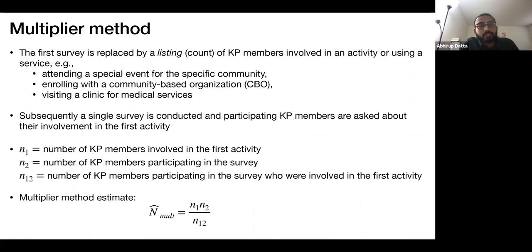So it's exactly similar to the Recapture for two sources. The only difference is there is no first survey. It's replaced by a listing or a count of the members from some activity or service. And the multiplier method estimate is also exactly the same as the Lincoln-Petersen estimate. It's simply N1 times N2 over N12.